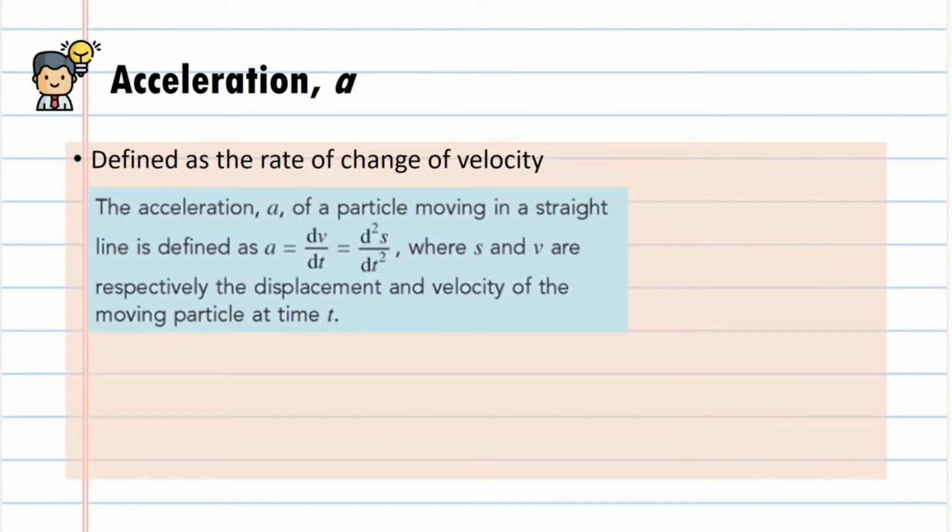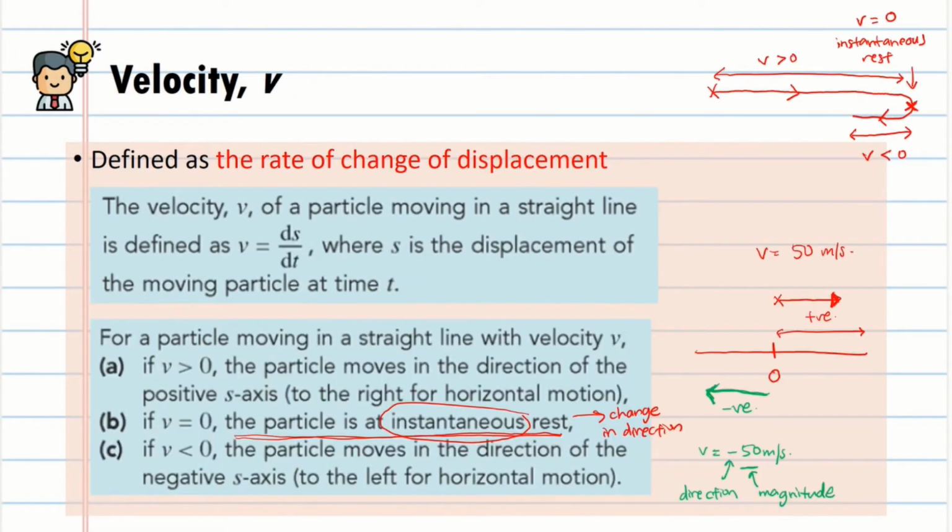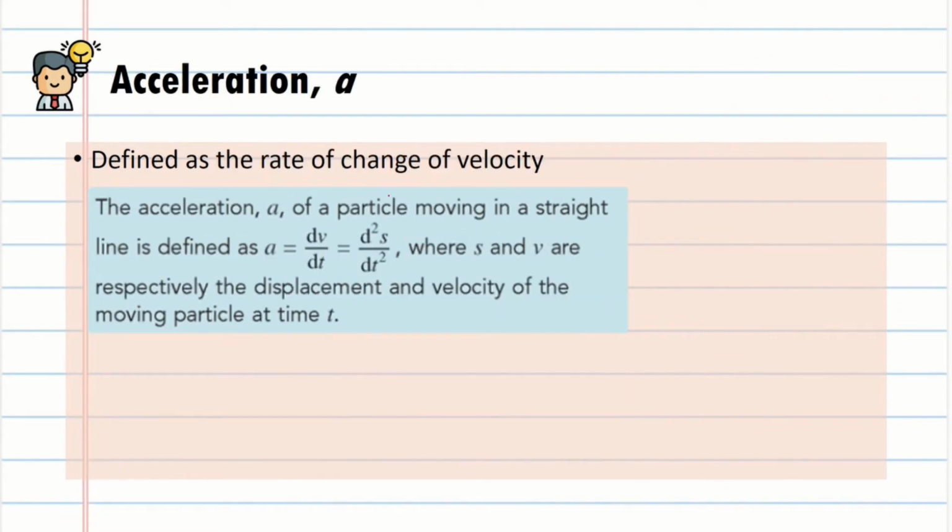Next, we take a look at acceleration, whereby we use the symbol a to represent acceleration itself. Acceleration is defined as the rate of change of velocity. So what this means is that earlier on, when we talked about velocity, we said that it is the rate of change of displacement, which means the differentiation of our displacement function. While if we apply the same concept over here, our acceleration will be the differentiation of our velocity.